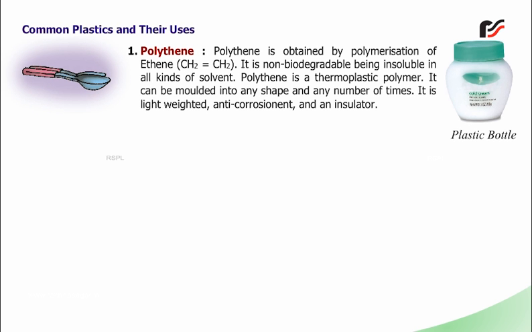Number 1, polythene. Polythene is obtained by polymerization of ethene, CH2=CH2. It is non-biodegradable, being insoluble in all kinds of solvent. Polythene is a thermoplastic polymer. It can be molded into any shape and any number of times. It is lightweight, anti-corrosive and an insulator.